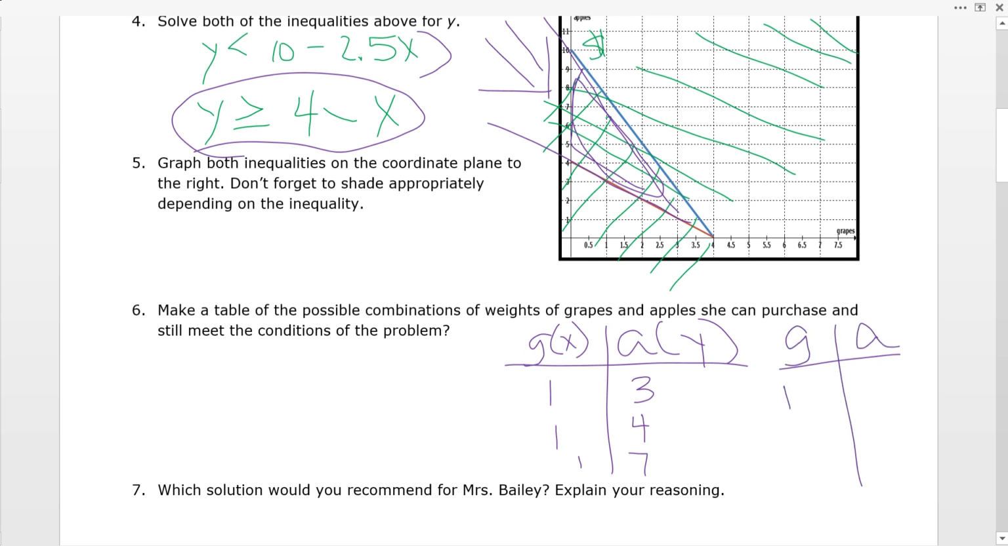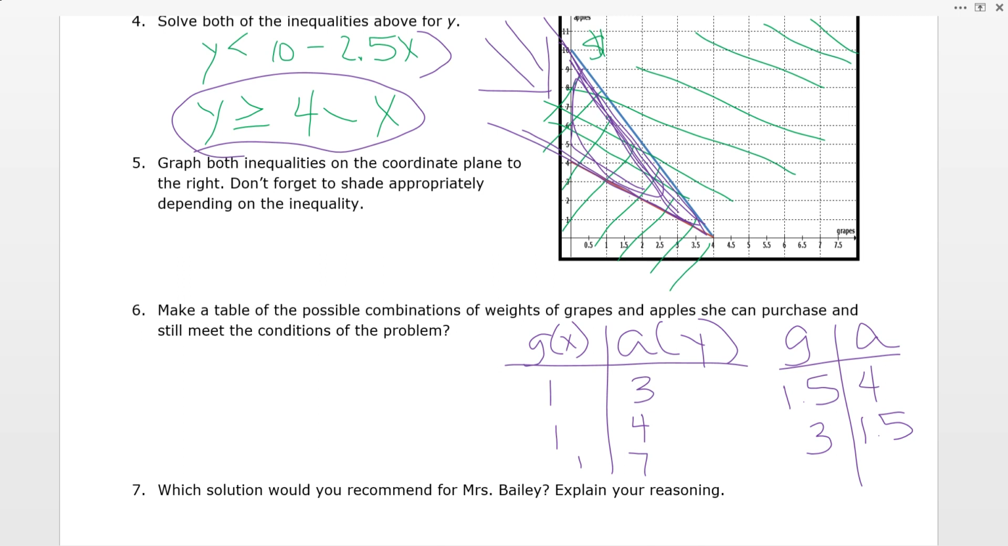Or I could have 1.5 pounds of grapes, and remember anything above that red line, I could have 4 pounds of apples, and I'm still in that shaded region. I could have 3 pounds of grapes, and I could have 1.5 pounds of apples. So I'm really looking for anything that's inside this little pie piece, which is my solutions. So there's lots of combinations of grapes and apple weights that I could buy and still have it cost less than $10 and still have it be at least 4 pounds. And if you look at the numbers I picked, 1 and 3, 1 and 4, 1 and 7, 3 and 1.5, all those are more than 4 pounds, which is one requirement, and they all would be less than $10 if you worked it out.